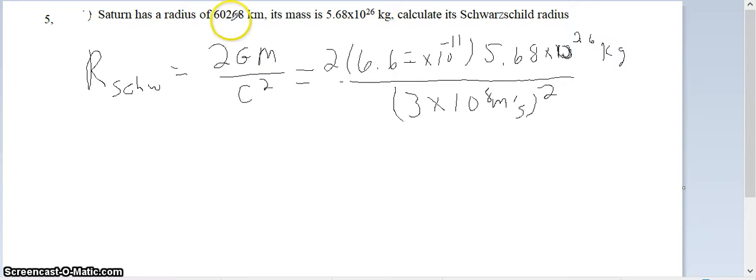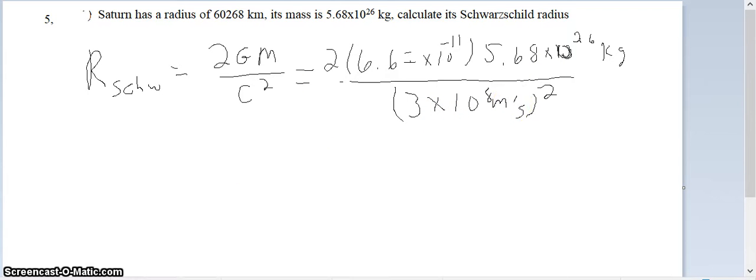Then notice in this problem they gave us the actual size of Saturn. That has nothing to do with the problem. The only variable is really the mass, and the mass has to be in kilograms, which it is right here. So you just do 2 times big G, 6.67 times 10 to the minus 11th, times the mass of Saturn, 5.68 times 10 to the 26th, divided by the speed of light, 3 times 10 to the 8th, squared.